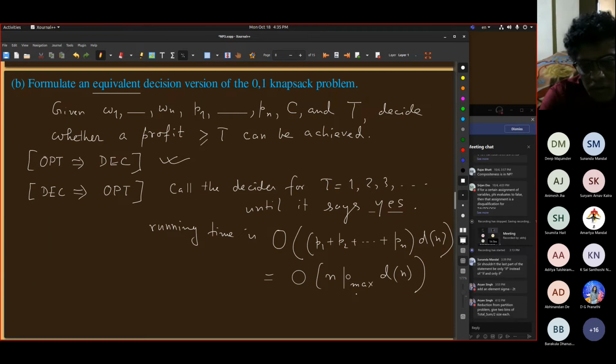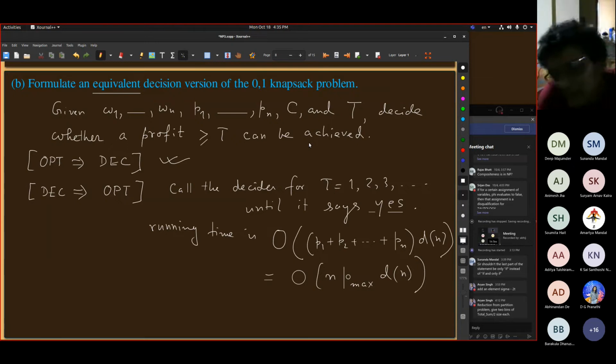So this is not a good way of invoking the decider to solve the optimization problem, because you end up with potentially exponential running time. So first let me know, is it clear to you why this is not polynomial in the input size? Yes or no? If you have a query, let me know. Yes, sir. Okay, so you understood. Anybody else? Do you have any problem in accepting that this is not a polynomial behavior?